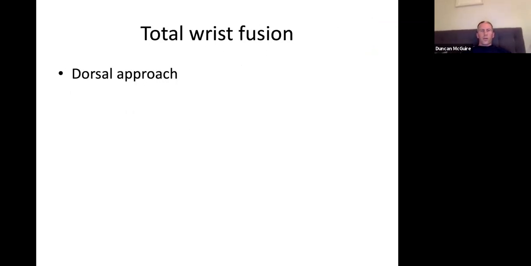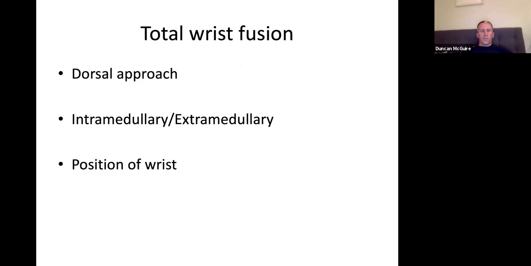So just briefly with a total fusion, it's done through a dorsal approach. Your options for fixation are either intramedullary or extramedullary. Intramedullary being a big Steinmann pin. We prefer those in inflammatory arthritis, rheumatoid patients where the bone is soft and they have very thin skin. Extramedullary we prefer in a non-rheumatoid patient, which is a dorsal plate and screws.